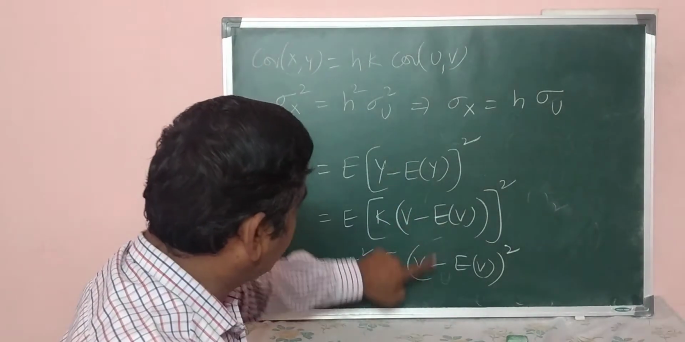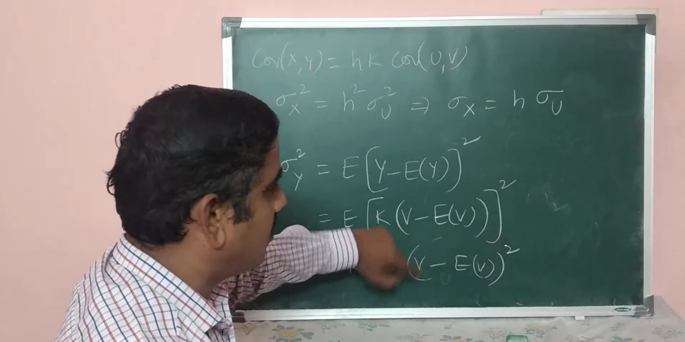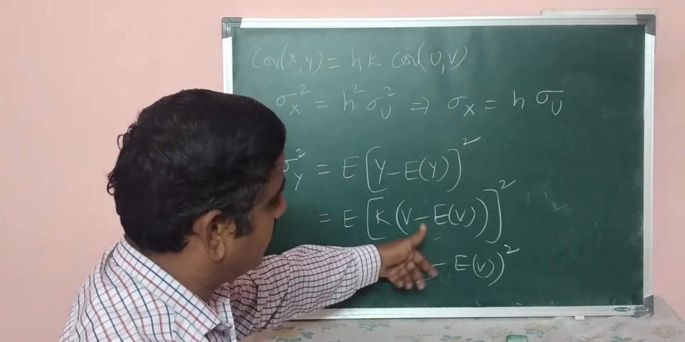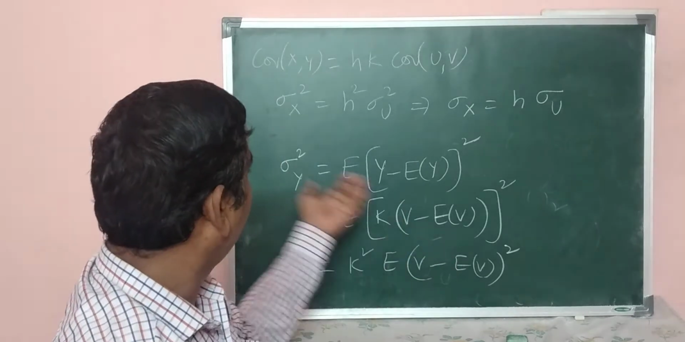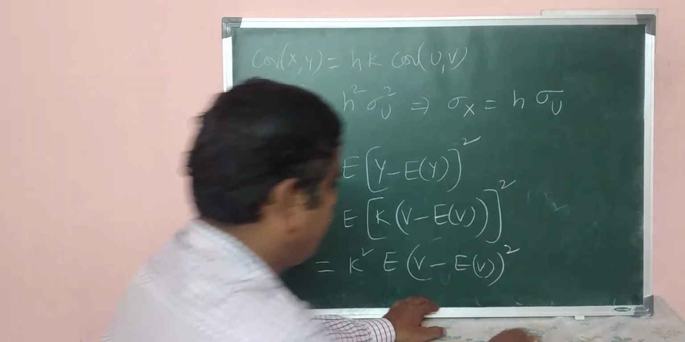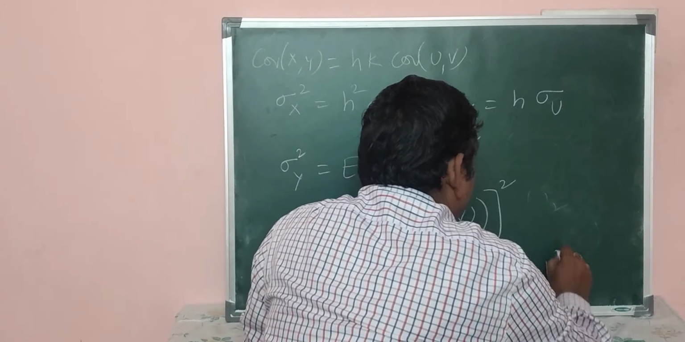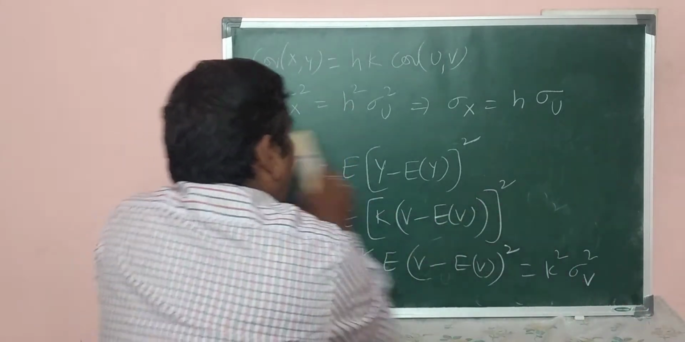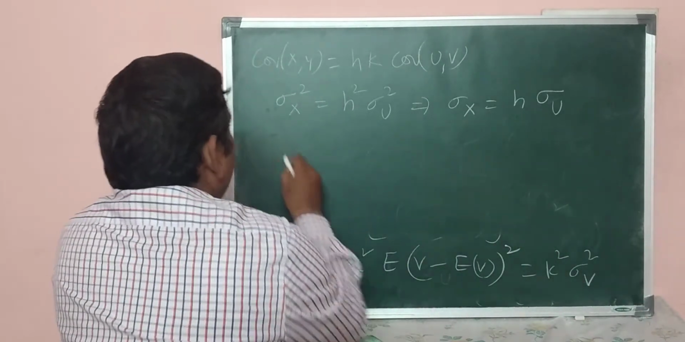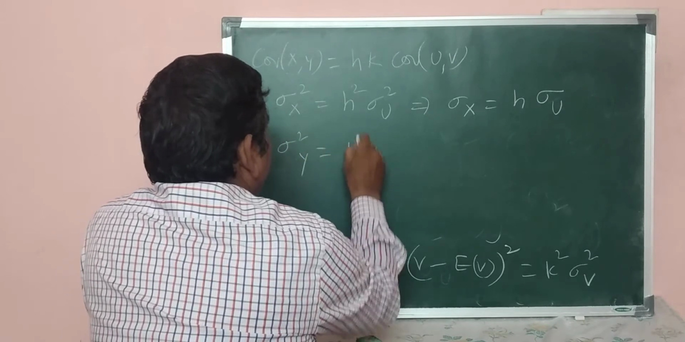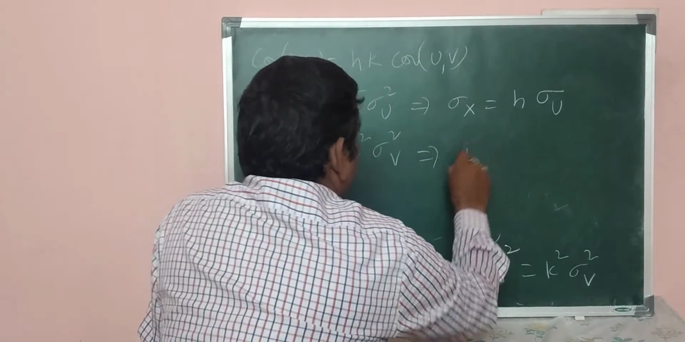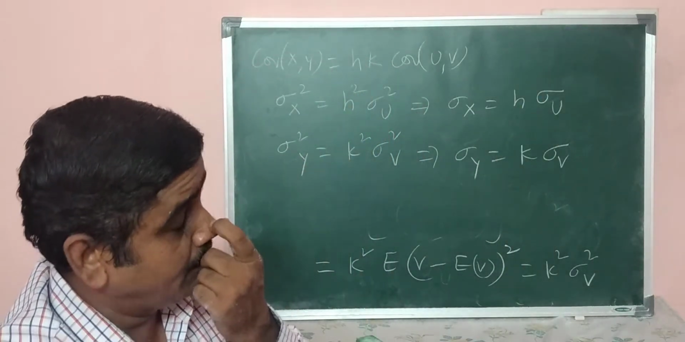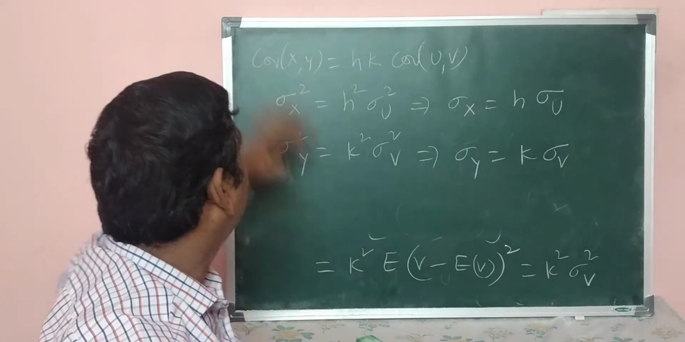So this is also leading to the same kind of formula: y minus expectation of y whole square, v minus expectation of v whole square. Therefore this is sigma square y, and this is sigma square v, which is equal to k square sigma square v. Now I write the formula here: sigma square y is equal to k square sigma square v, which is nothing but sigma y is equal to k into sigma v. So these are the formulas obtained.